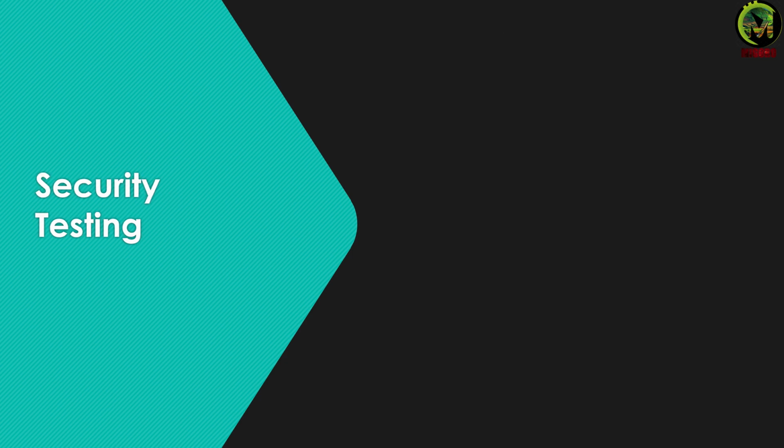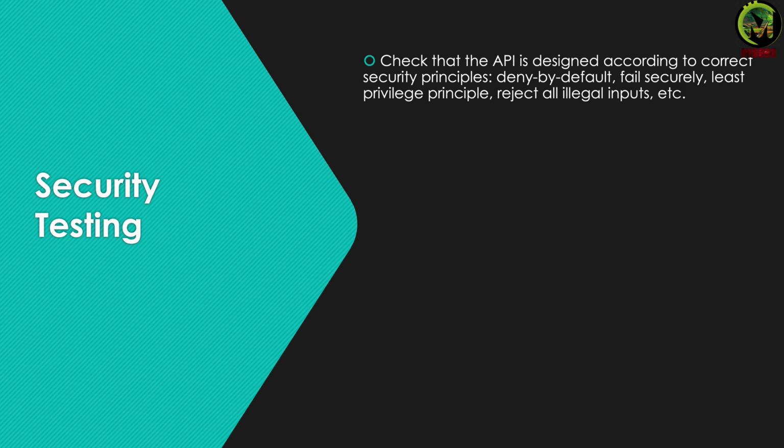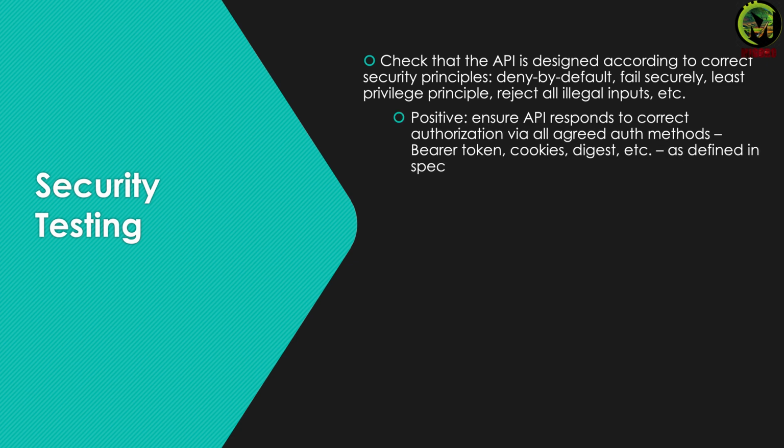Security testing is one of the most critical factors in determining how safe the APIs are. API should be designed keeping the correct security principles in mind. Fundamental security principles like deny by default, fail securely, least privilege, reject all illegal inputs, etc. We need to also check both positive and negative inputs and requests.